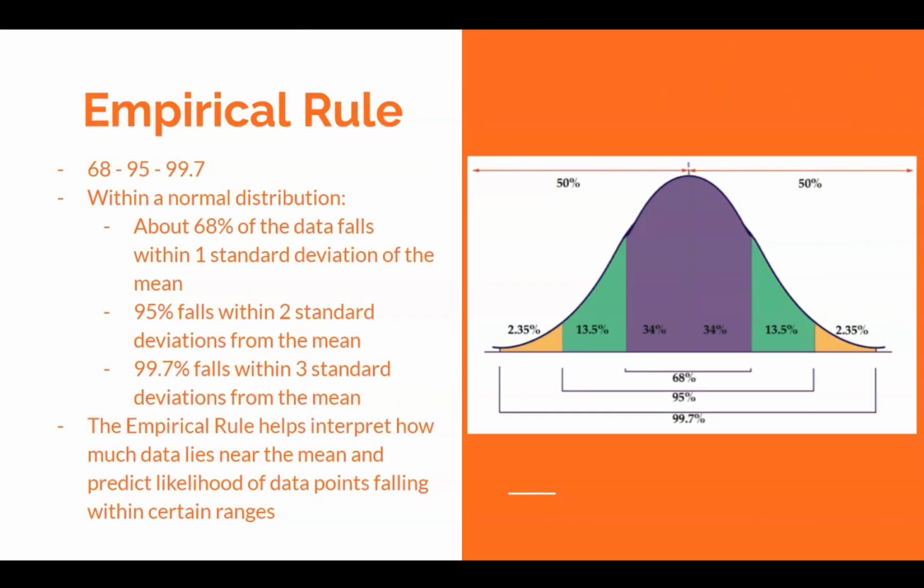So the first standard deviation would be 68%, and each side of the mean of the first standard deviation would be 34 and 34. And each side would be 13.5 and 13.5 for the second standard deviation, adding up to 95%. And each side for the third standard deviation will be 2.35% on both sides, adding up to 99.7%.